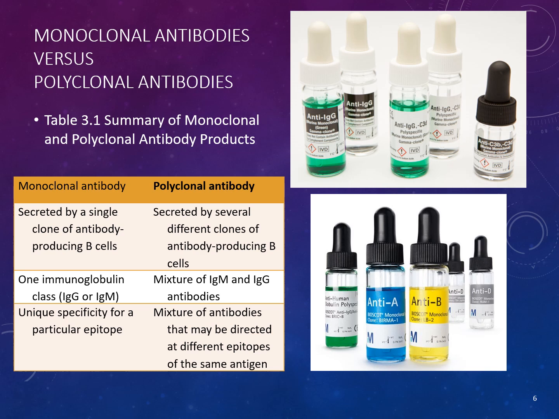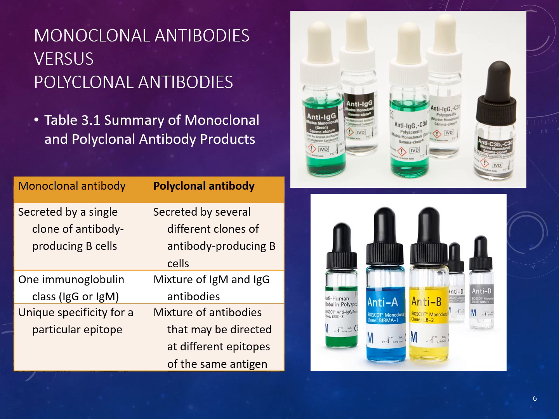So just to recap, monoclonal antibody is secreted by a single clone of an antibody-producing B cell. It's just one immunoglobulin class, either IgG or IgM, and it has a unique specificity for just one particular epitope of an antigen. Your polyclonal, on the other hand, is secreted by different clones of antibody-producing B cells, so you could have a mixture of IgM and IgG antibodies. You also have a mixture of antibodies directed against different epitopes of the same antigen.